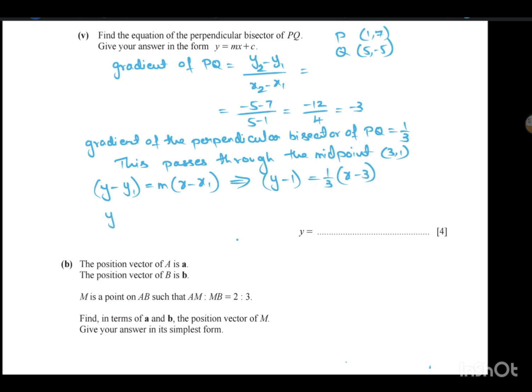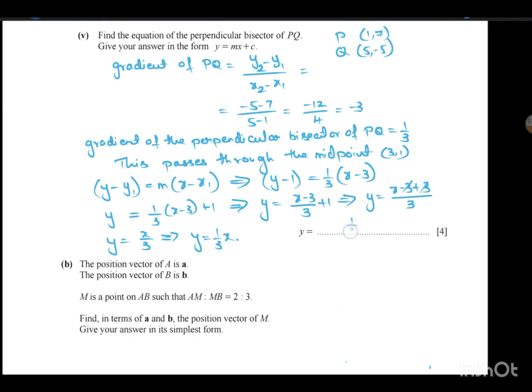Simplify it. Keeping y on the left hand side, bring 1 onto the right hand side. This gives you y is equal to (x minus 3) by 3 plus 1. Again, y is equal to (x minus 3 plus 3)... if I take the LCM of 1 by 1 here, I get plus 3 and the whole comes with the denominator 3. So plus 3 minus 3 gets cancelled. You are left with x by 3, which can be written as y is equal to 1 by 3 x. So y equals 1 by 3 x is the answer.